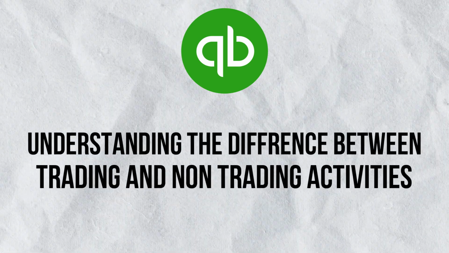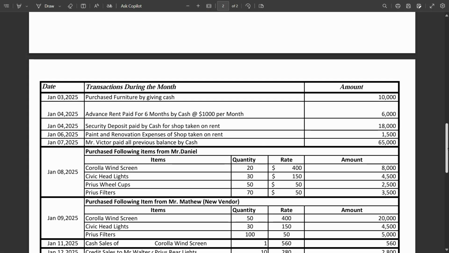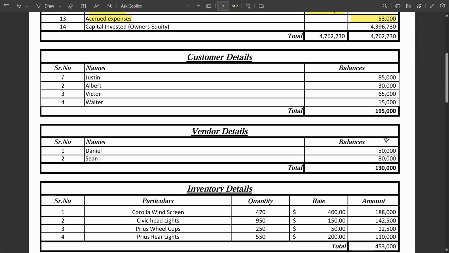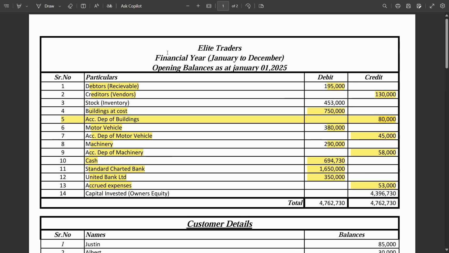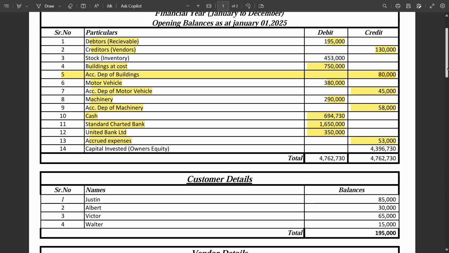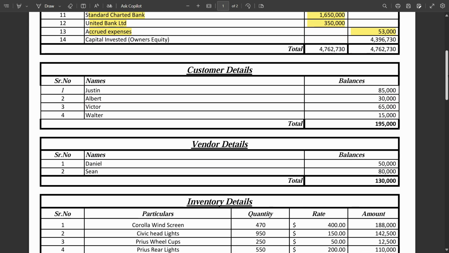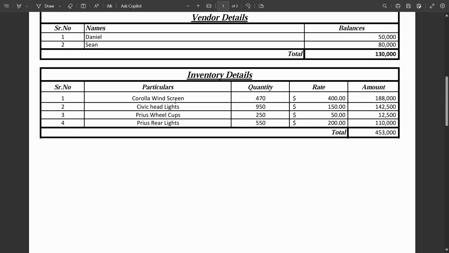Alright, before moving forward to our day-to-day transactions, we need to understand the difference between the trading and non-trading activities. Since this business is a car parts business which buys and sells car parts, anything which is connected to this particular business will be called a trading activity. For example, if we have bought these inventory items, which are car parts, it should be a trading activity. If we are selling these car parts, it is a trading activity.